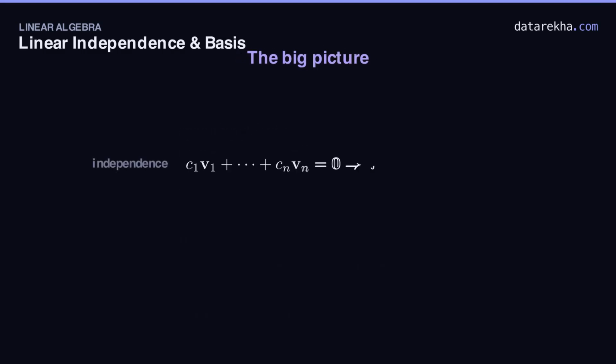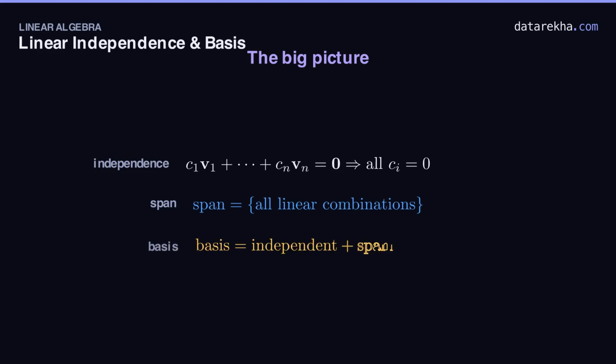Let's lock it all in. Vectors are independent when only the all-zero recipe gives the zero vector. Nothing redundant. The span is everything those vectors can reach. Every linear combination they can build. A basis marries the two, independent and spanning the whole space. The just enough set. And the dimension is simply how many arrows a basis holds.